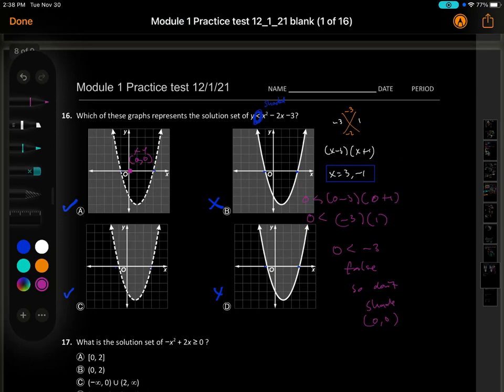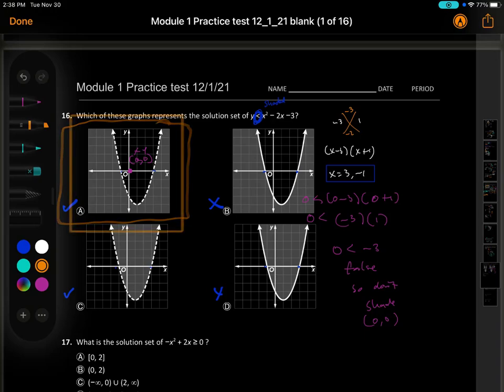Which graph does not have 0, 0 shaded? Well, obviously, that would be A, because C is shaded in there. So they're saying that 0, 0 would have been a solution, but it's not.